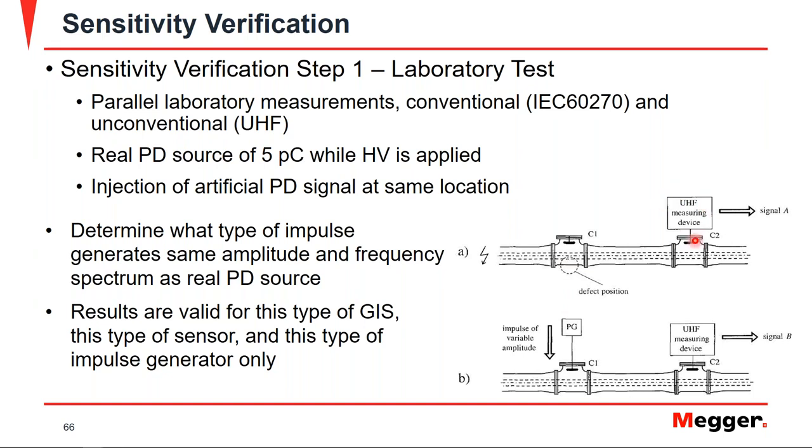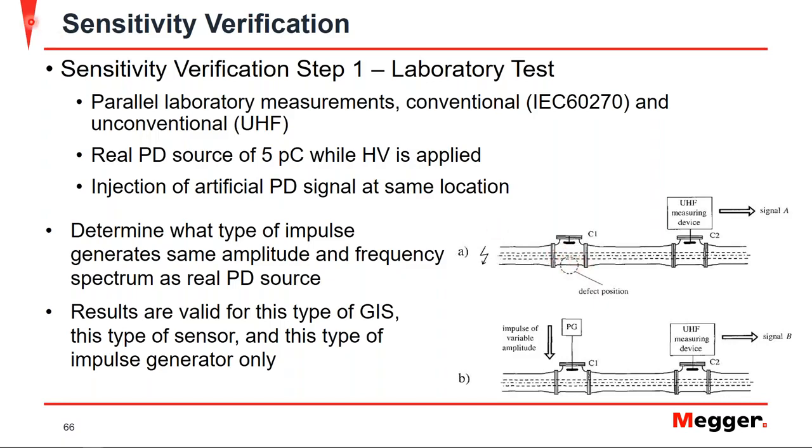Now, you also take the measurement of that 5 picocoulomb translated to a voltage, which would be signal A as seen here through your UHF sensor. Next, you have a pulse generator in which you input a pulse of variable amplitude, and you try to match the signal A that you had taken previously with that known 5 picocoulomb defect, so that your signal A should match your signal B. And now you know the pulse generation that was injected to cause that. So this allows you to determine what type of impulse generates the same amplitude and frequency spectrum as the real PD source that we found in this A here.